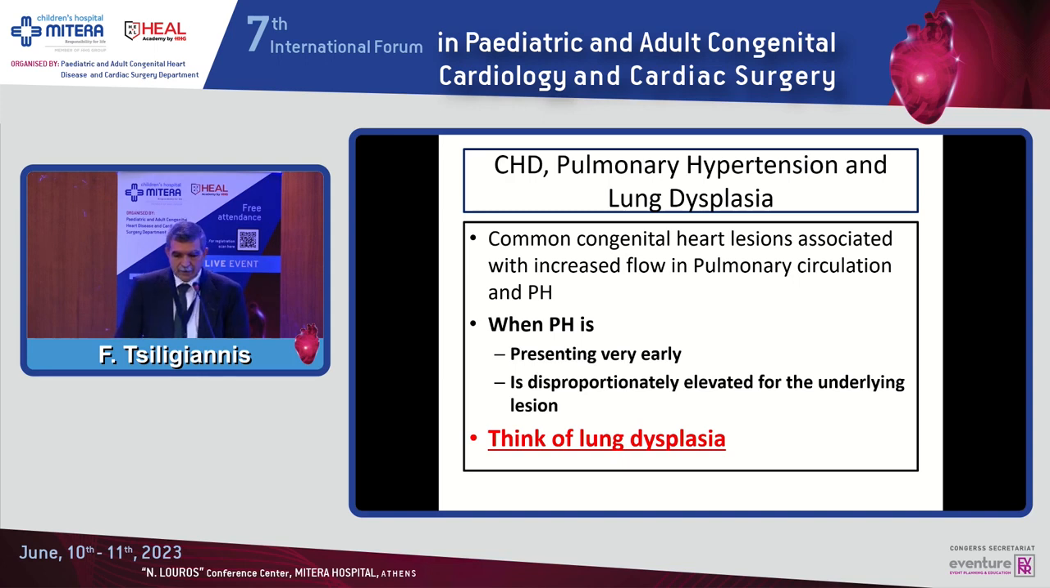Another entity is when you have congenital heart disease and pulmonary hypertension accompanied by lung dysplasia. There are many common congenital heart lesions associated with increased pulmonary blood flow and pulmonary hypertension. But when pulmonary hypertension presents very early in life and is disproportionately elevated for the underlying lesion, think of lung dysplasia.